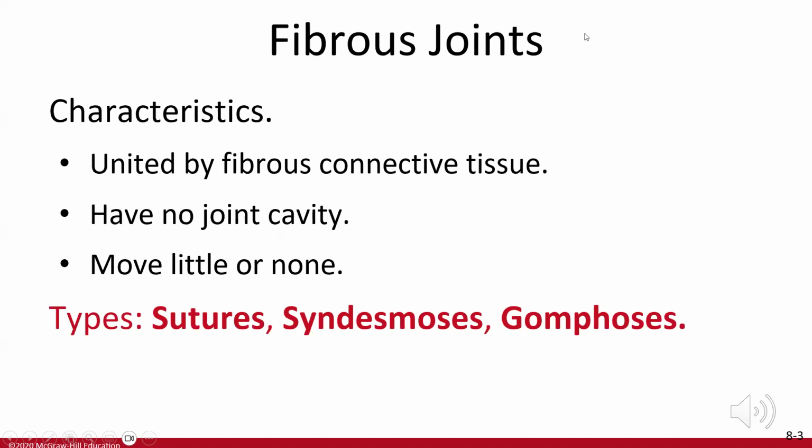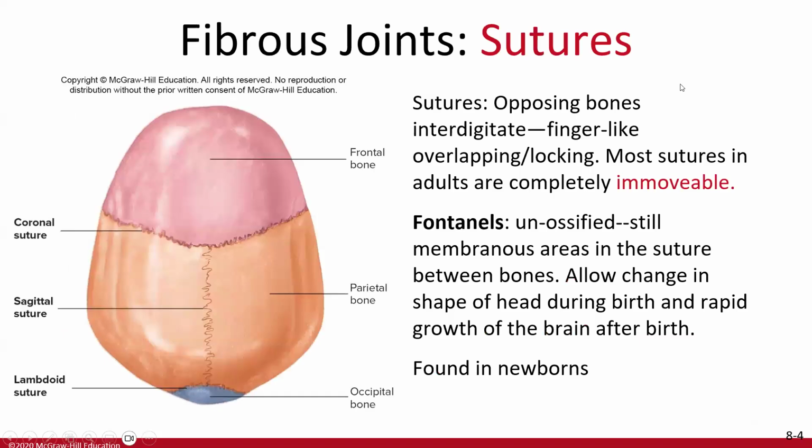So now we're going to start subdividing these categories. Our fibrous joints are going to be connected by fibrous connective tissue. We said that's how we name this classification. There's no joint cavity present, and there's very little or no movement. So these three subcategories all are considered fibrous joints.